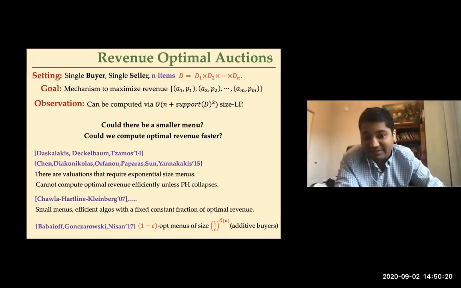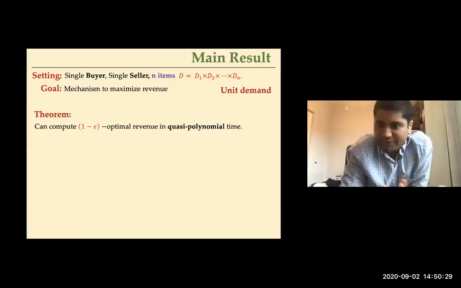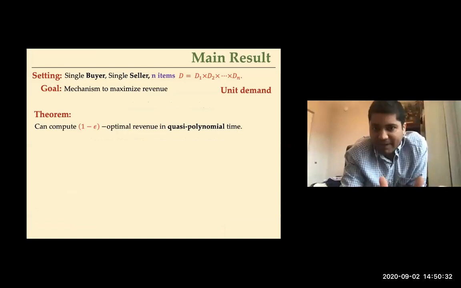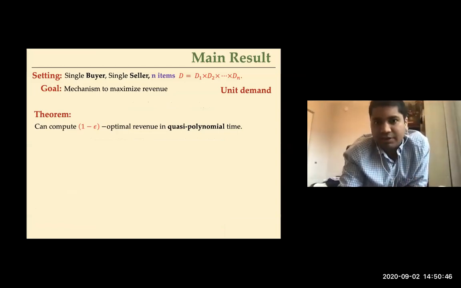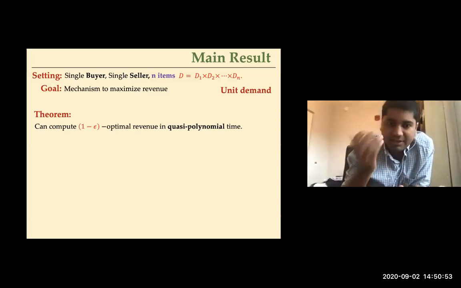That's really the background I need you to know for stating what we do here. So now I can tell you the main result. Our main result is for unit demand buyers that I explained to you earlier. What we show is that you can extract a 1 minus epsilon fraction of the optimal revenue in quasi-polynomial time. This is an exponential improvement over known results, even for D_i which have support of size exactly 2. And so that's the main result of this work.